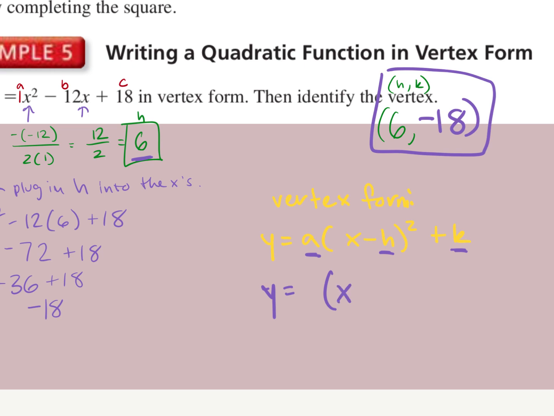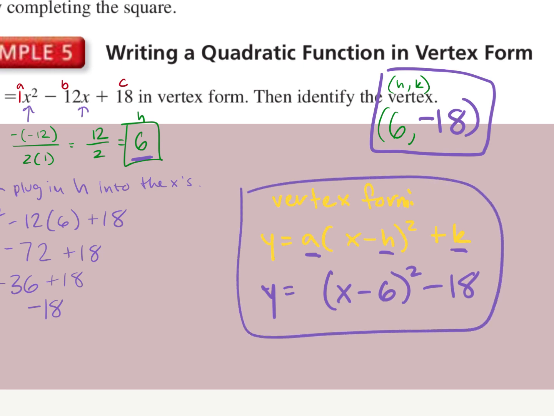So x minus, what's our h? 6. So x minus h squared, what would come next? Minus 18, perfect. So this would be our vertex form. So we identified the vertex and plugged it in to find our vertex form.